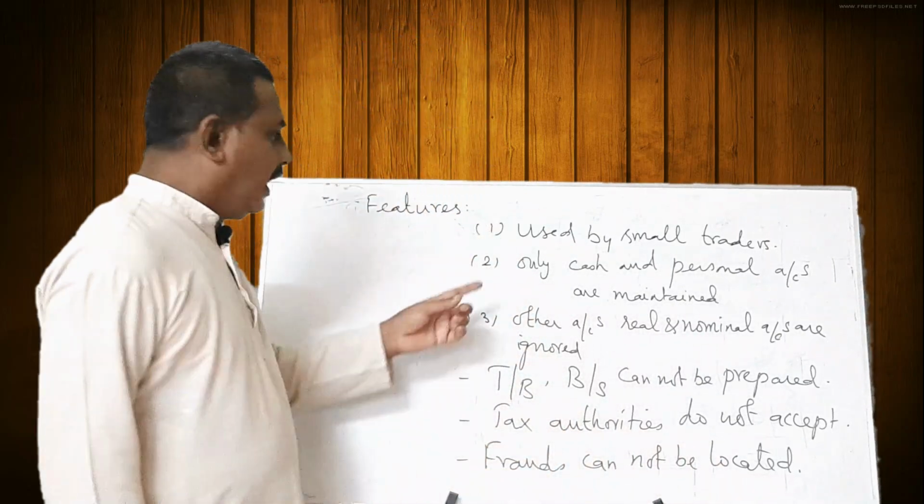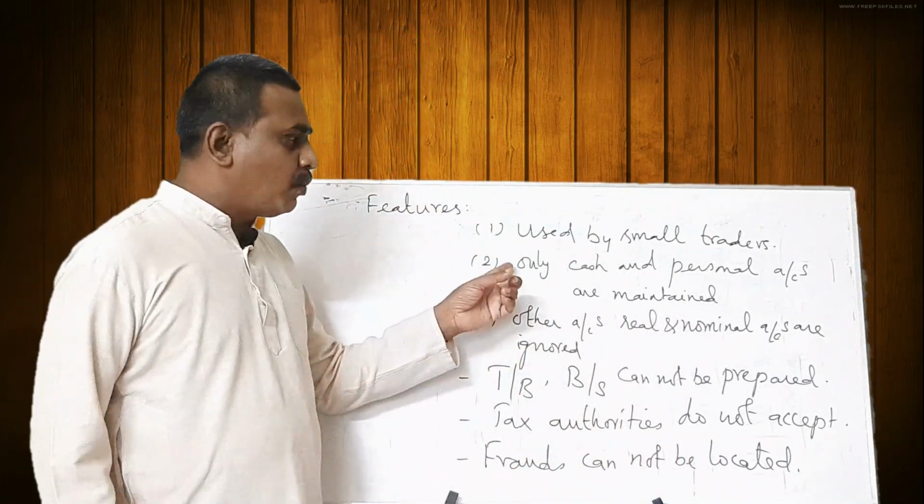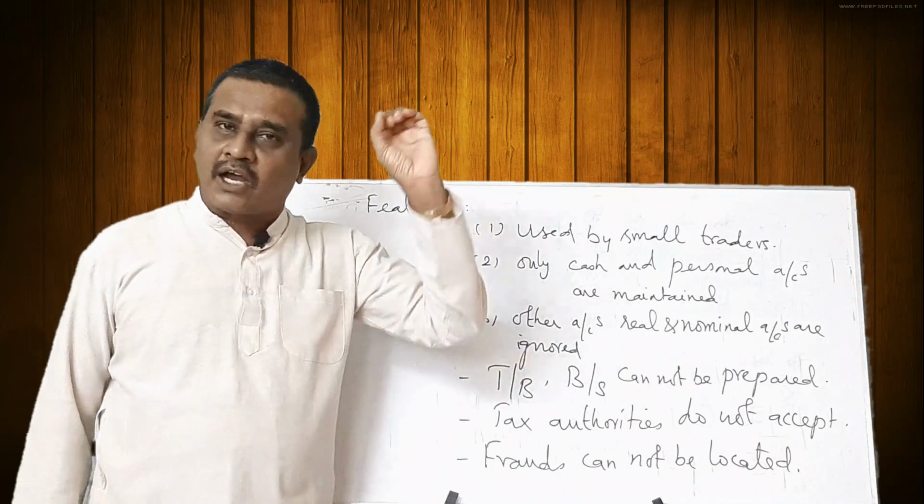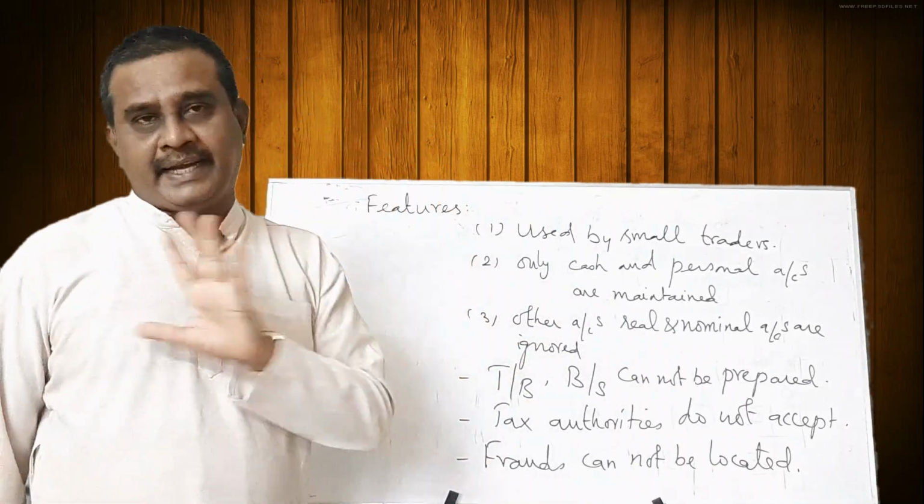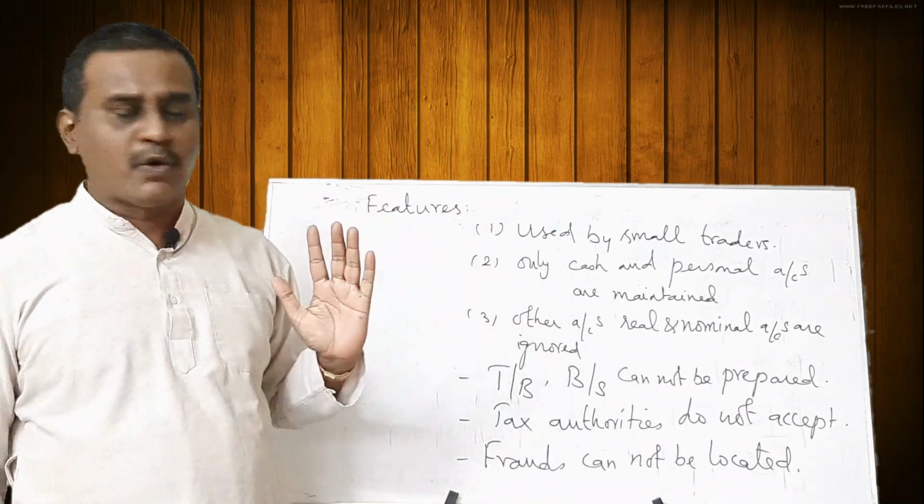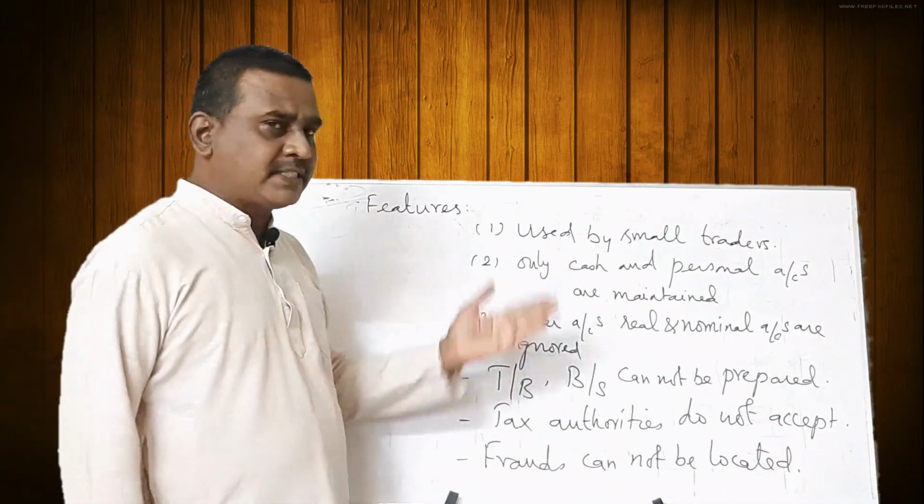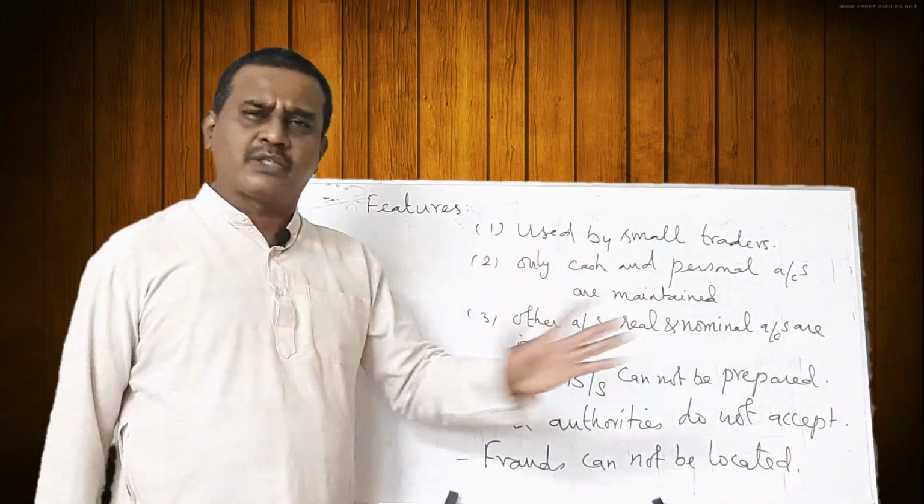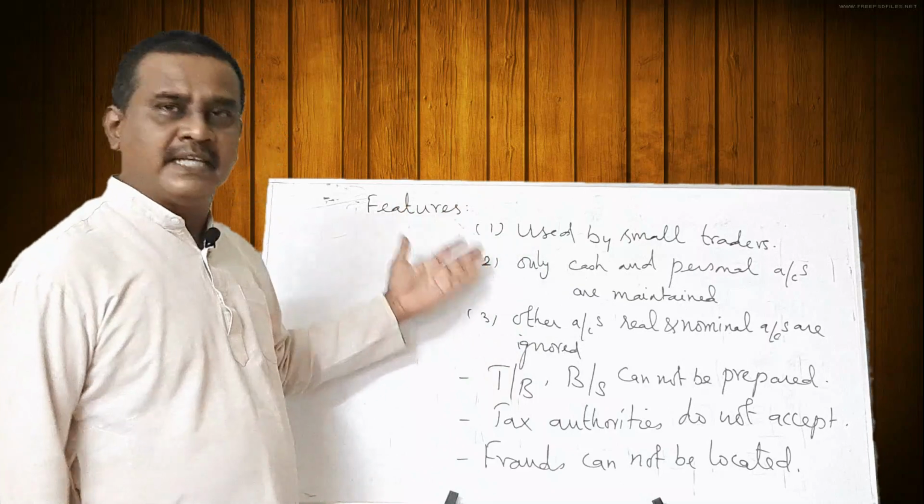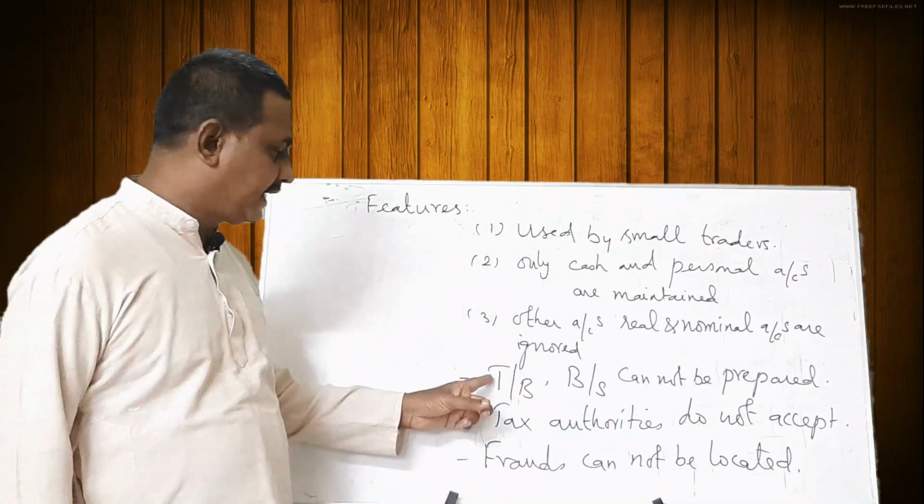Then under this single entry system, only cash and personal accounts are maintained. Other accounts are totally ignored. Other accounts means real and nominal accounts are totally ignored by this single entry system.